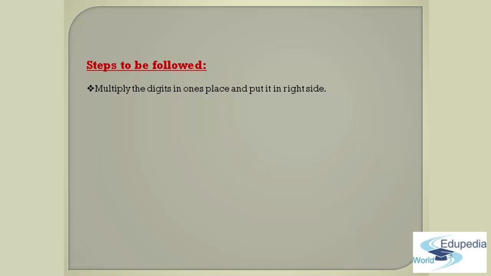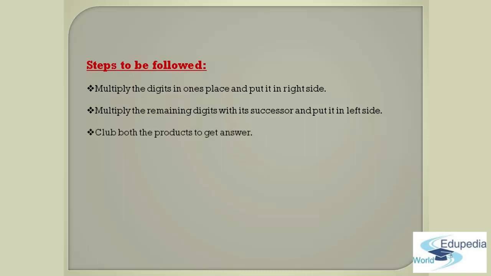And in step number 2, you have to move on to the remaining digits, take the successor of any of the digits and multiply with each. And after multiplying, you have to write the product right below the horizontal bar on the left side. After writing these two products, you just club both the products and that is the required answer for the number whose square you are finding. I hope that you have understood pretty well the steps that are to be followed while finding the square of a number which has 5 in its units place.